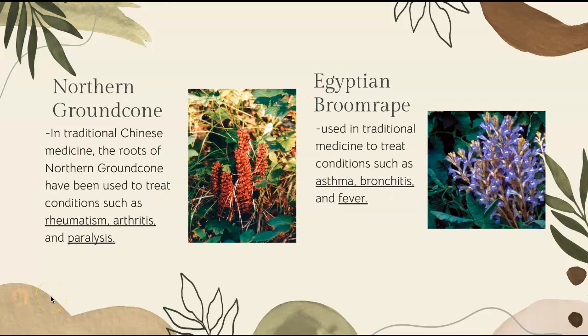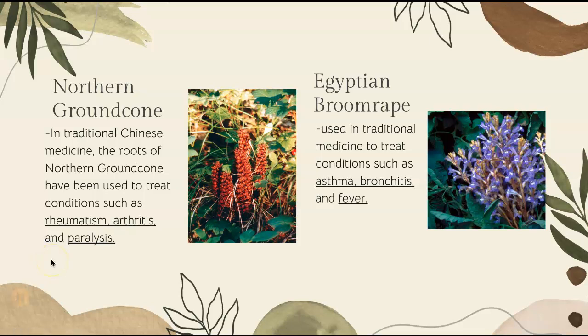So the northern ground cone is our next plant that we're going to go over. This is traditionally found within the northern hemisphere, specifically within the Pacific Northwest temperate rainforest climate. As you can see on our presentation, in traditional Chinese medicine, the roots of the northern ground cone have been used to treat conditions such as rheumatism, arthritis, and paralysis. Rheumatism is basically just a general umbrella definition of any disease marked by inflammation or joint pain.